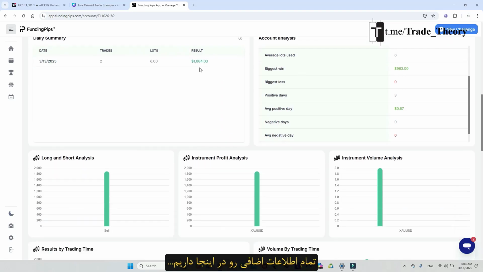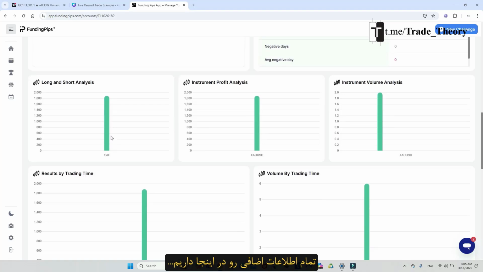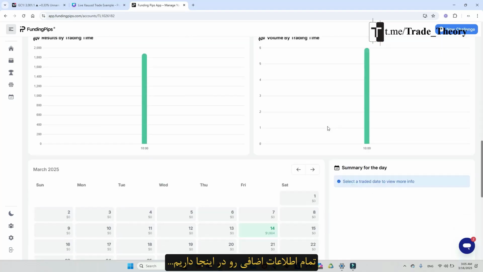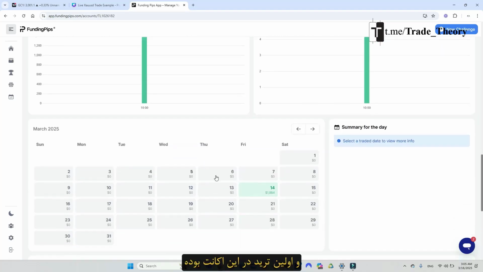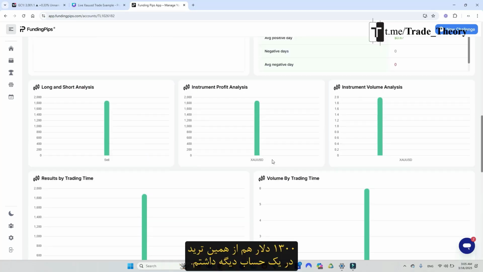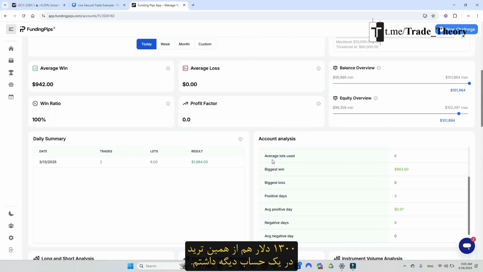But you guys are going to see 1884, the sell. Again, you're going to see the full trade. This was the first trade on this funded account specifically. And I did take it again with Alpha Capital. On that one I made about $1,300, so we were just about $3,100 on just two funded accounts.